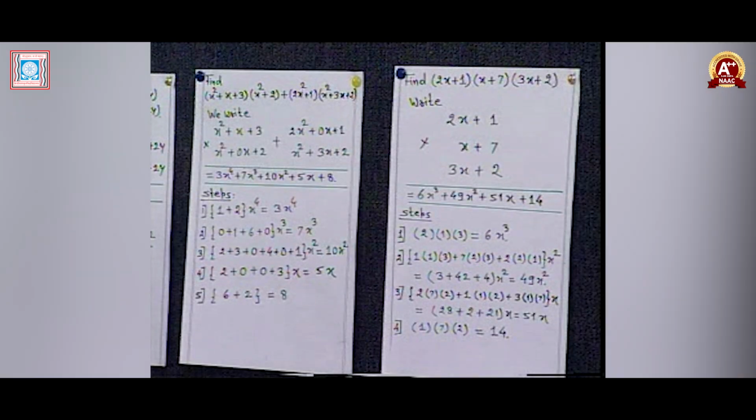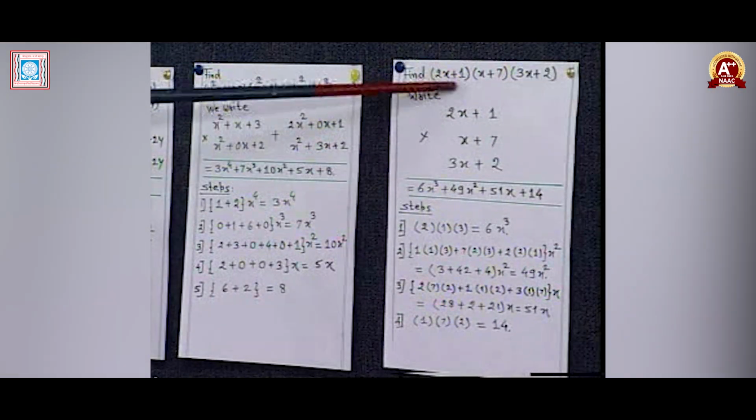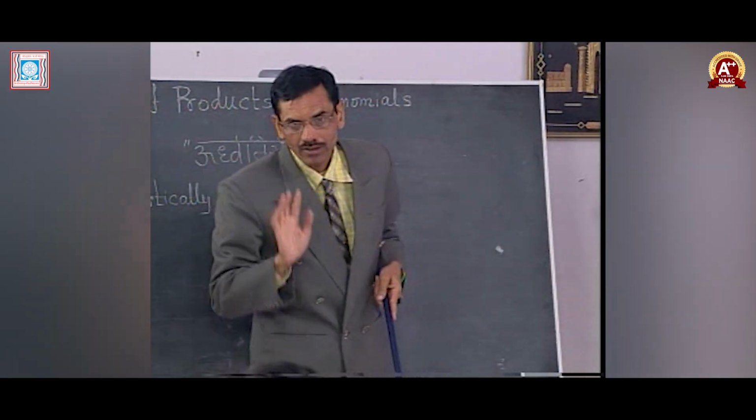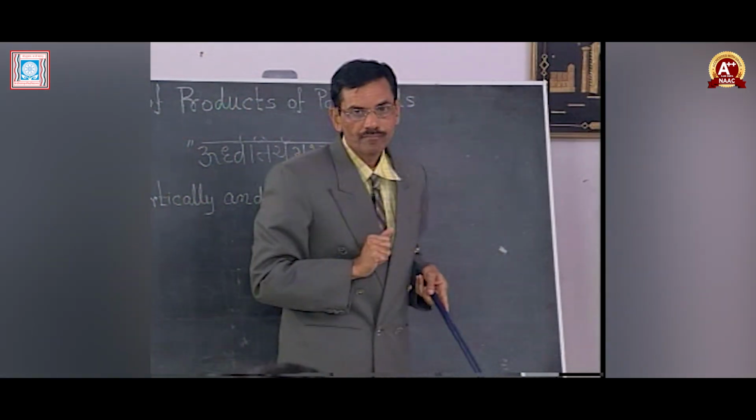Usually, even if we have the Urdhva Tiryak sutra, we will carry out the multiplication of 2x plus 1 into x plus 7 by the Urdhva Tiryak sutra. That will generate the x square term. Then to multiply that answer by 3x plus 2, we will write 0x square, 3x plus 2 and again carry out the same. That is one way. But even that is not necessary.